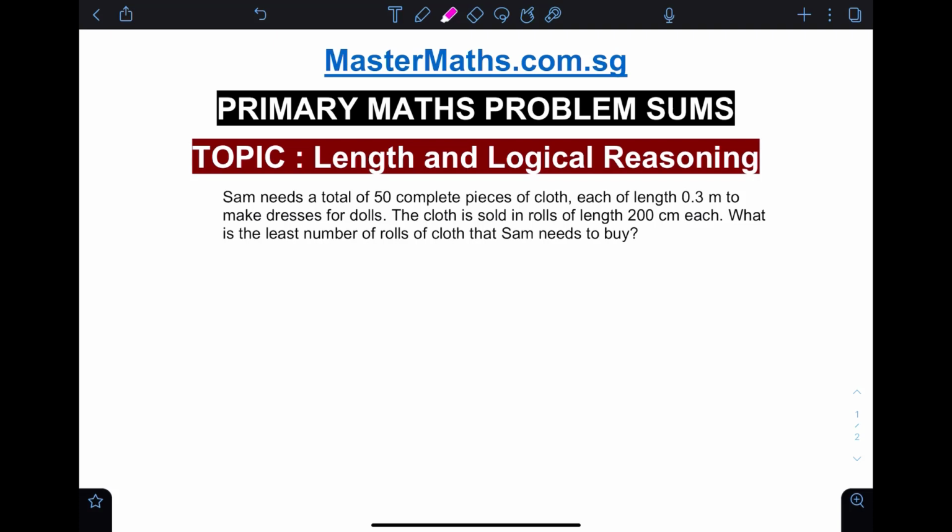Sam needs a total of 50 complete pieces of cloth, each of length 0.3 meters, to make dresses. For dolls, the cloth is sold in rolls of length 200 meters each. What is the least number of rolls that Sam needs to buy?